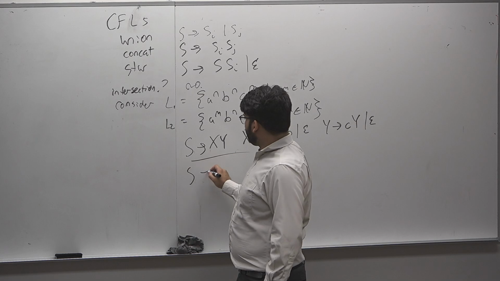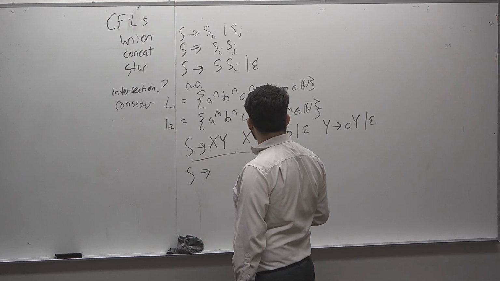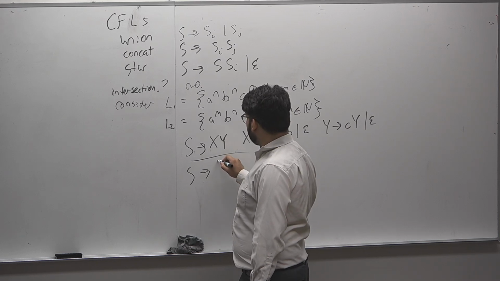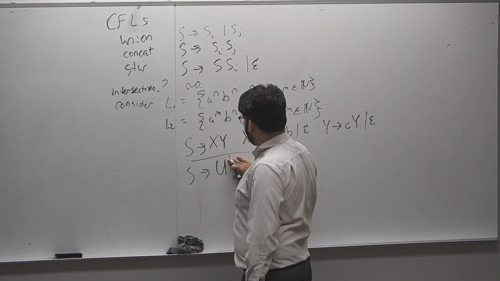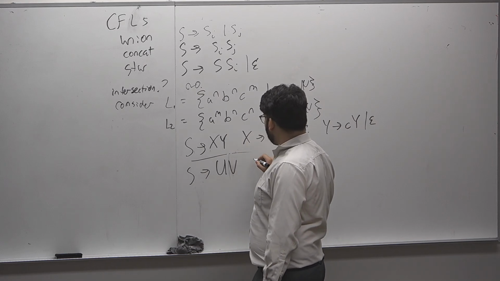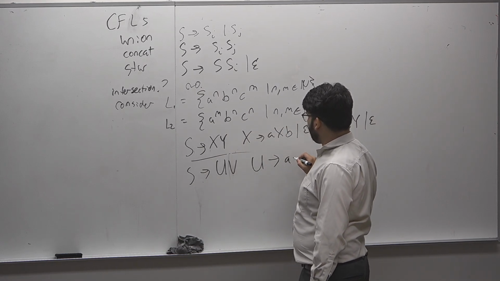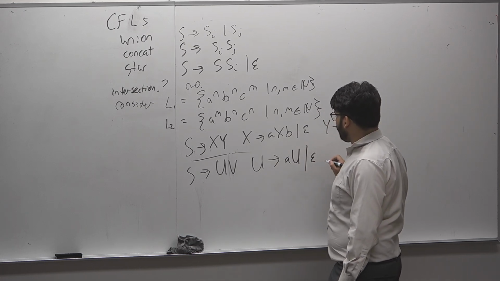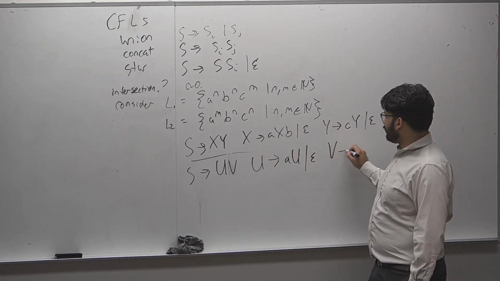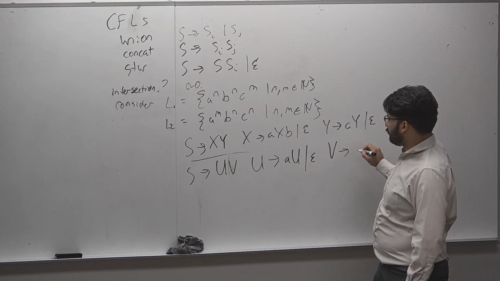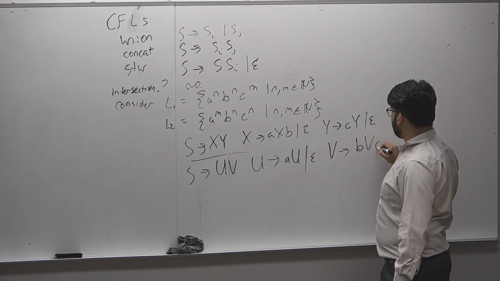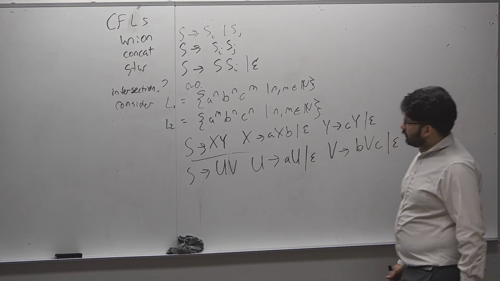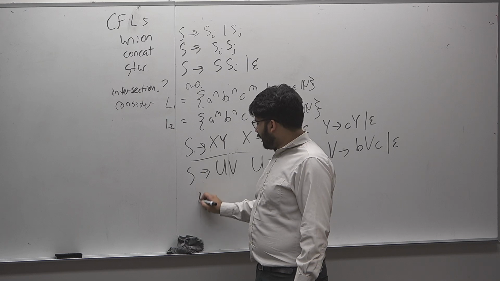Similarly, S is going to go to, for this bottom one, let's call it UV, just to be different. And then U is going to go to AU or the empty string. And then V is going to go to, I should not have used V, but it's fine, BVC or the empty string, right? So both those are context-free. So L1 and L2 are context-free. What is L1 intersect L2?